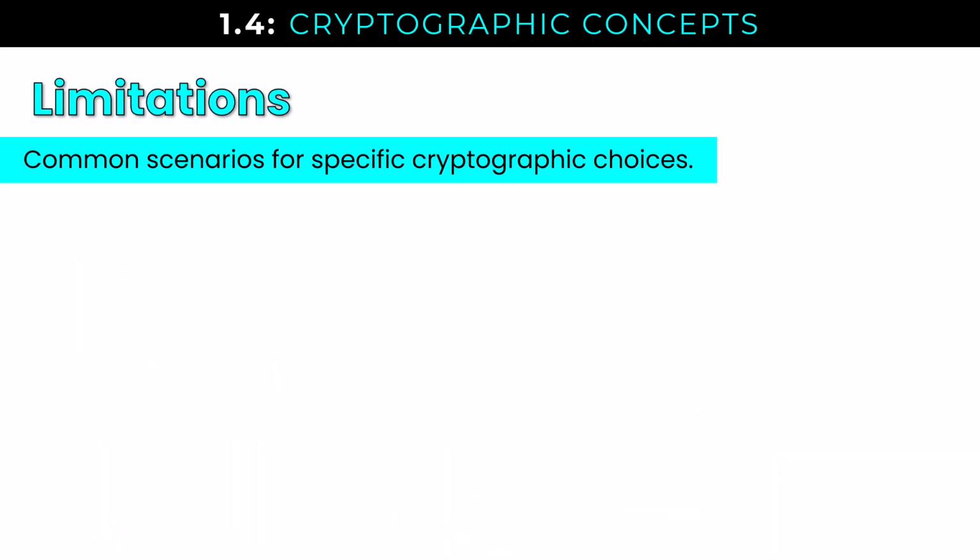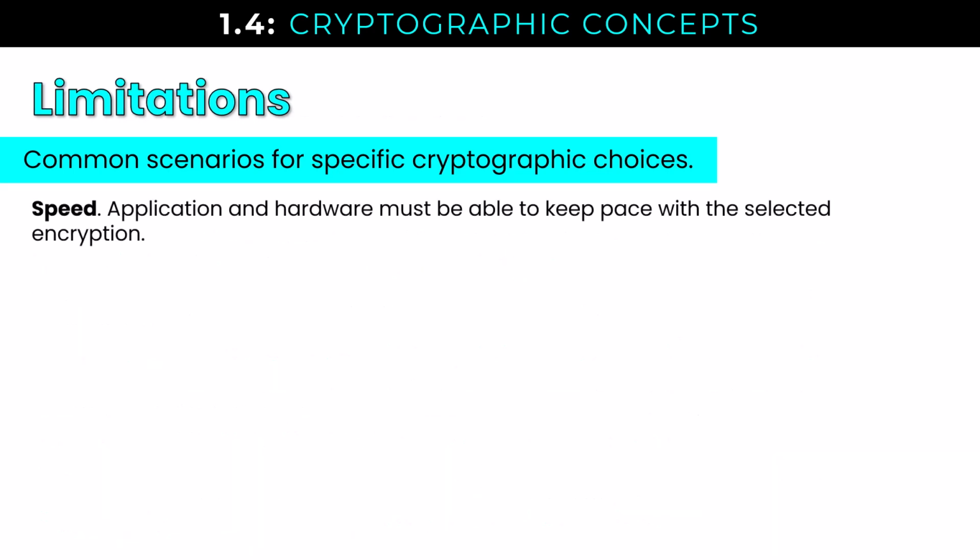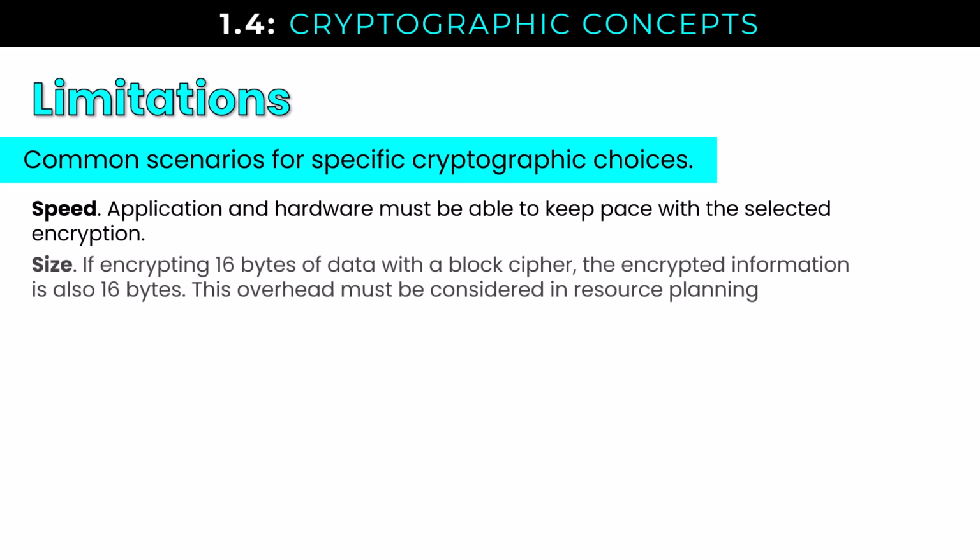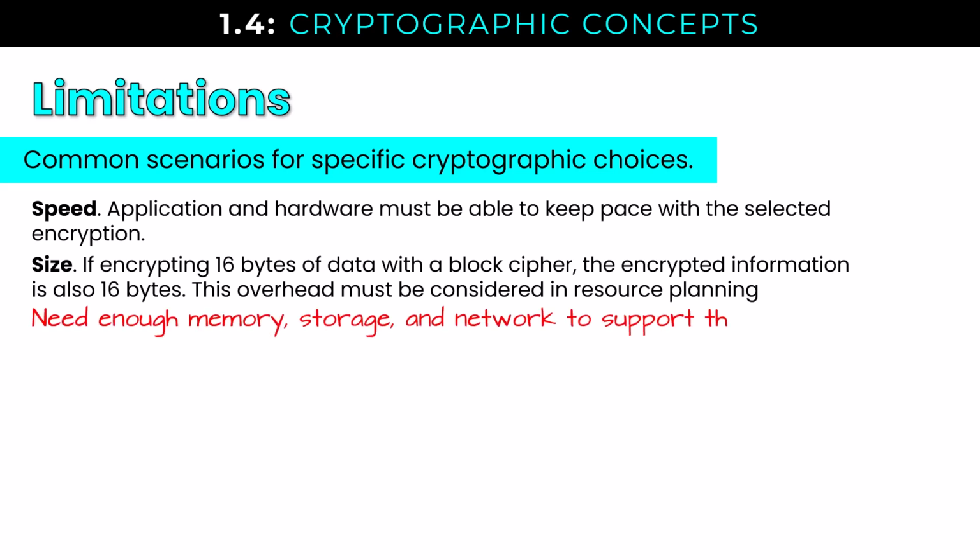And to touch briefly on limitations. So speed, for example. Application and hardware have to be able to keep pace with the selected encryption, which was why we talked about ECC being such a great fit for IoT scenarios due to its smaller key size. Size. If we're encrypting 16 bytes of data with a block cipher, the encrypted information is also 16 bytes. That overhead has to be considered in resource planning. We need enough memory, storage, and network to support the result.